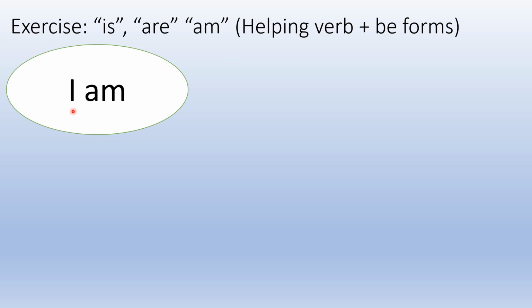So always remember, in perspective of first person we use am: I am. Always I am. हमेशा I के साथ मैं I am यूज करते हैं. I am कहा जाता है.